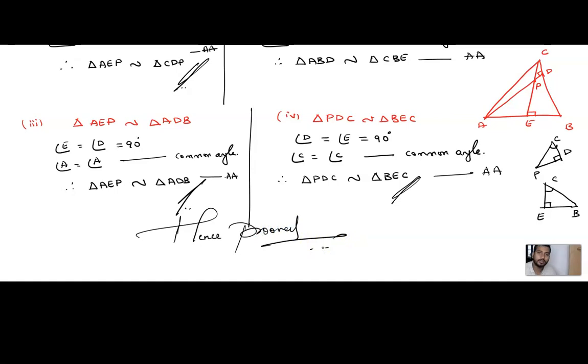I hope you all have understood these problems. The question looks so difficult, but the concept remains the same and simple. Good. Now let me solve the next problem, question number 8.